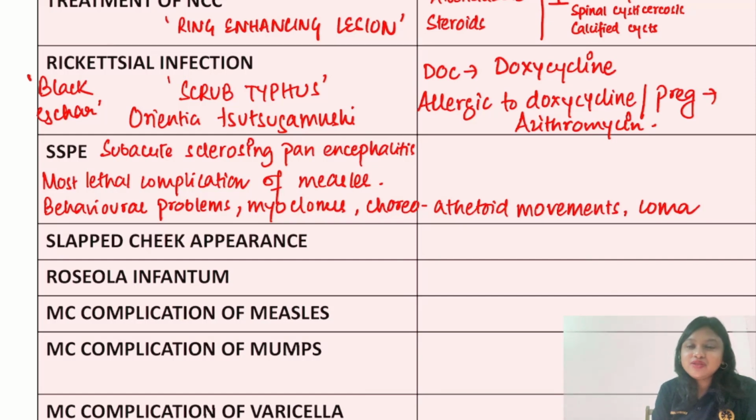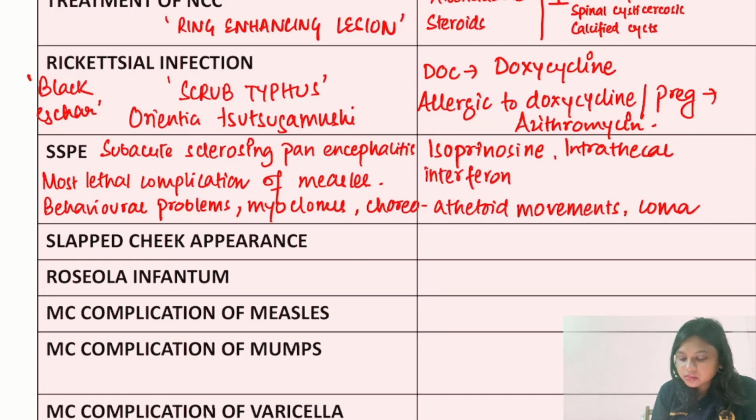And there is no reversal. You can have two questions. Let me tell you the questions, then I'll discuss. We usually give isoprinosine, intrathecal interferon alpha, calcium, and we can also give anti-epileptics because seizures are going to be there, and there is a negative myoclonus. So for this negative myoclonus, what is the preferred drug? The answer is carbamazepine. I'll also talk about this in my neurology class.